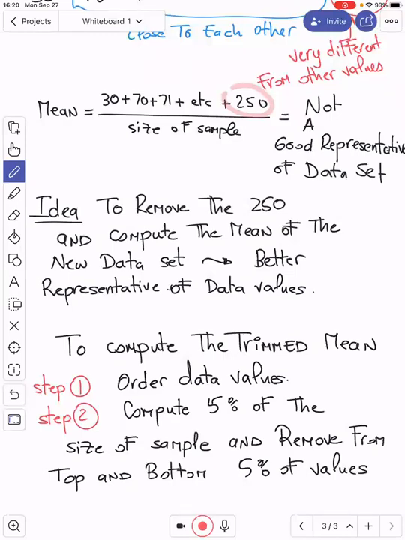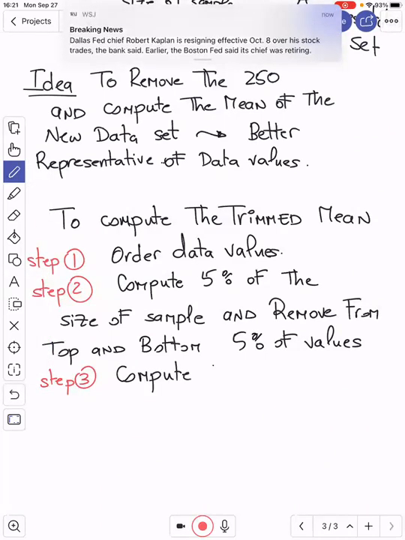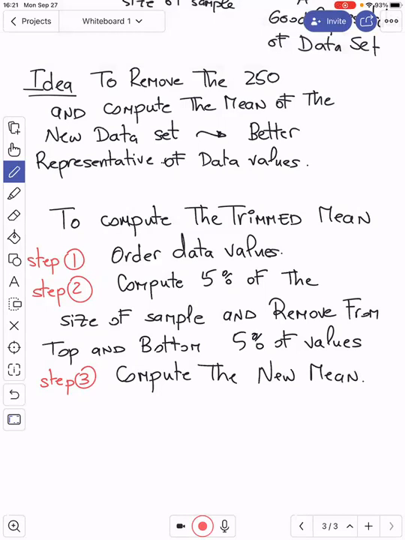Okay, and then after removing 5% from the top and the bottom, in the last step, step number 3, we need to compute the new mean, of course. So that will be our trimmed mean. Okay, so let me show you with an example how this works.